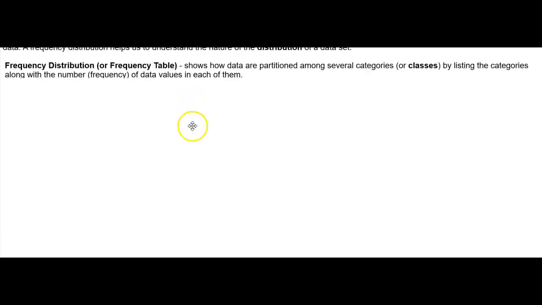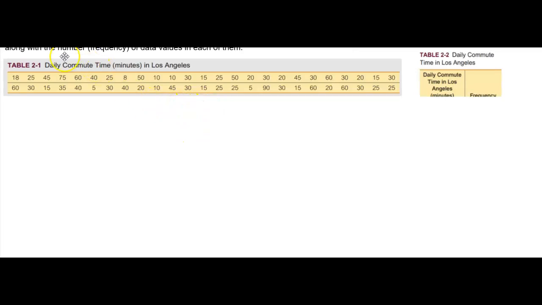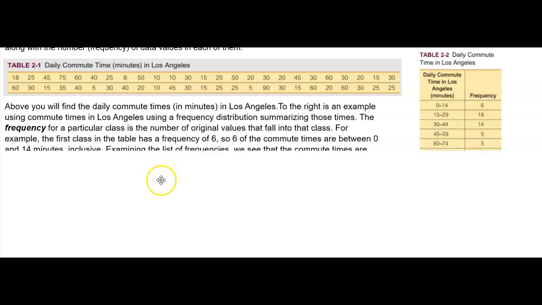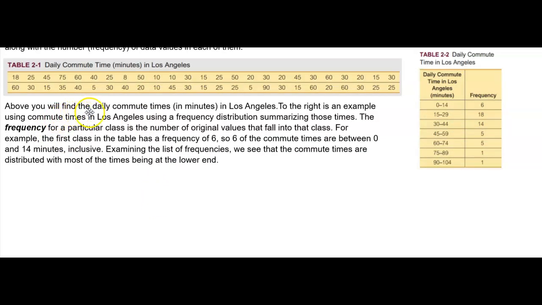Now, a frequency distribution, also known as a frequency table, shows how data are partitioned among several categories, also known as classes, by listing the categories along with the frequency of data values in each of them. Here we see a table that represents the daily commute times in Los Angeles. So let's go ahead and explore this a little more. Above you will find the daily commute times in minutes in Los Angeles. And to the right is an example using a frequency distribution summarizing those times.